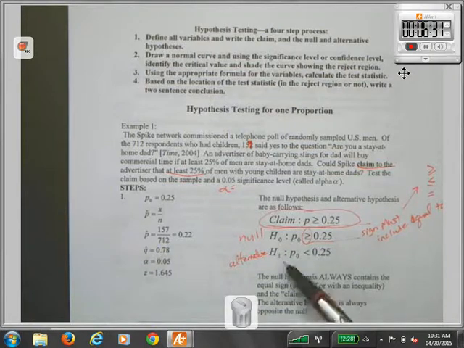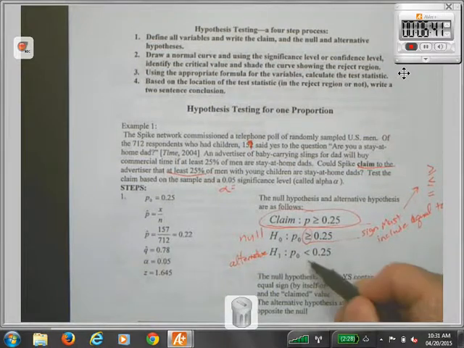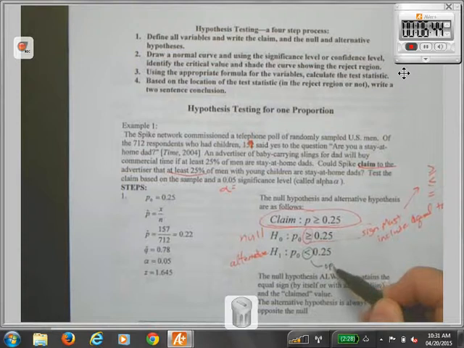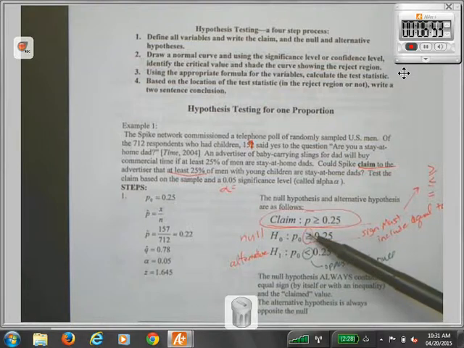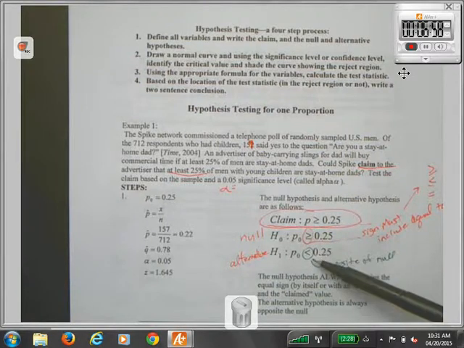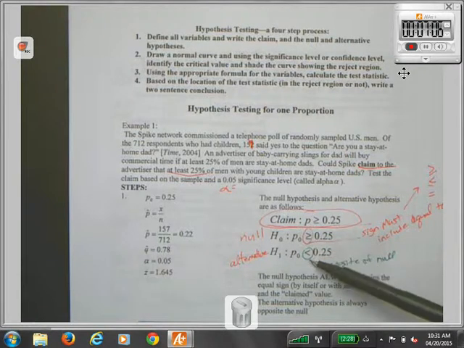So H sub 1 is the alternative hypothesis. And the rule here is that the sign must be opposite of the null sign, the sign in the null. Now, can everybody see that the sign in the null, greater than or equal to, the opposite of that is less than? Okay, that covers everything. That covers every possibility within those two signs, greater than or equal to and less than.